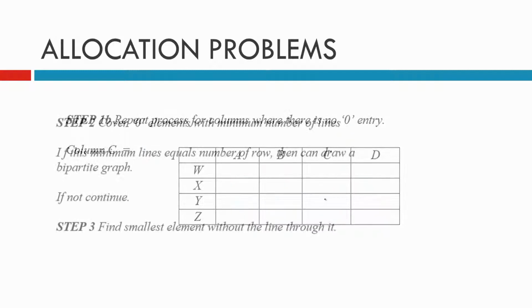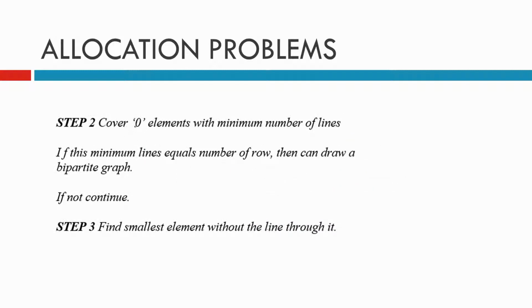Okay, step 2. We cover the 0 elements, so all the 0 numbers, with the minimum number of lines. If this minimum number of lines equals the number of rows, then you can draw a bipartite graph. If not, you have to continue and find the smallest element.